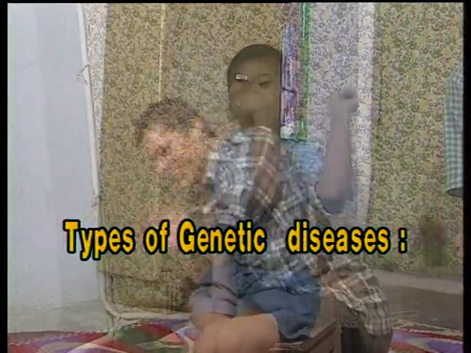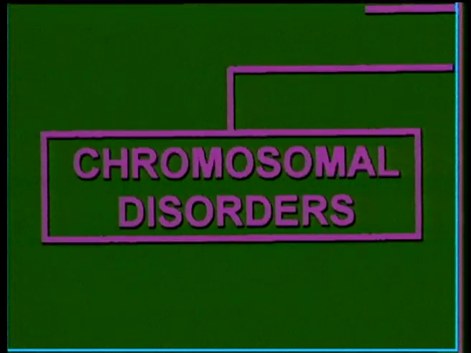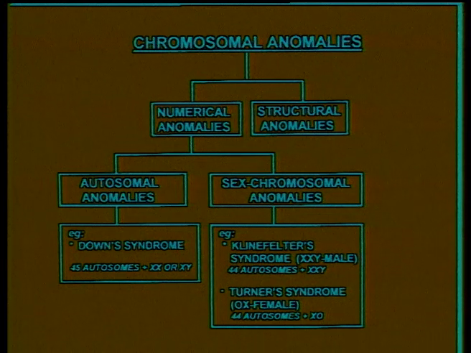Now we have come to the third phase of our lesson, that is the types of genetic diseases. The genetic diseases are grouped into three categories. One is chromosomal anomalies, the second is single gene disorders or Mendelian disorders, and the third is multifactorial disorders. First we will take up the chromosomal anomalies. Chromosomal anomalies indicate an abnormality in the chromosome. This may be a numerical anomaly or a structural anomaly.